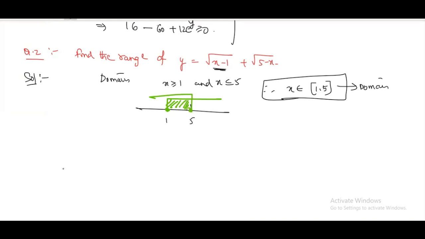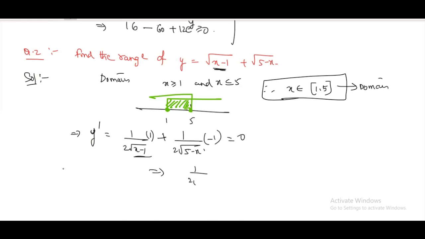So let's differentiate this, because by using monotonicity we can do it easily. Differentiate it. So y dash is equal to 1 by 2 root x minus 1 plus 1 by 2 root 5 minus x, times the derivative of 5 minus x, which is minus 1. For the first term we also differentiated, but it is 1 only, that's why we have not written it. So when you equate to 0, you will get the points.